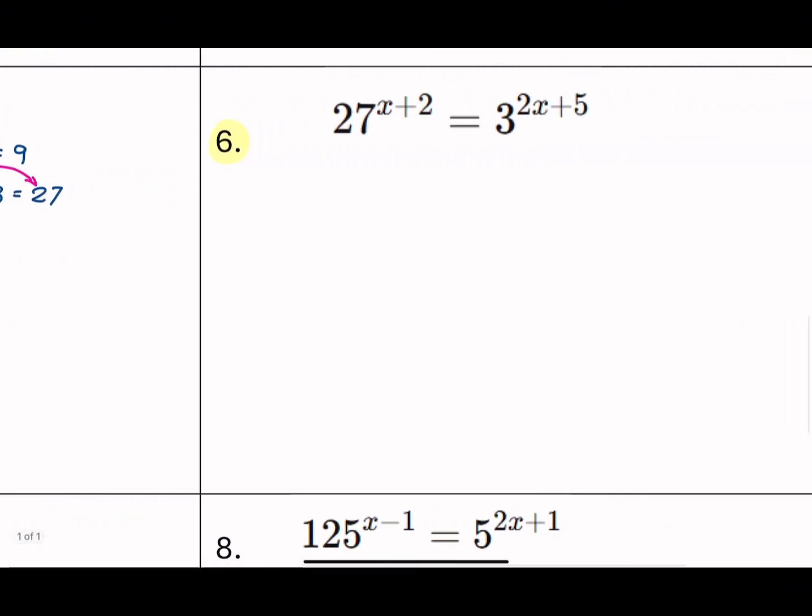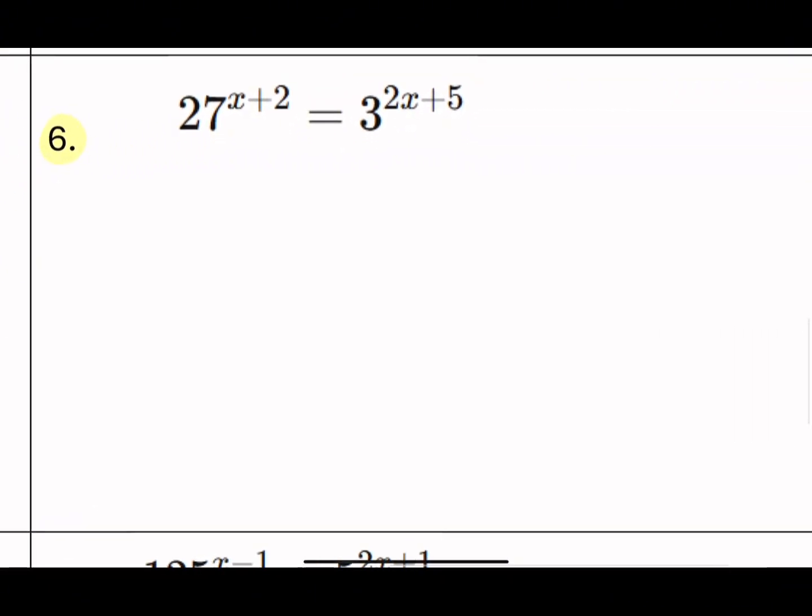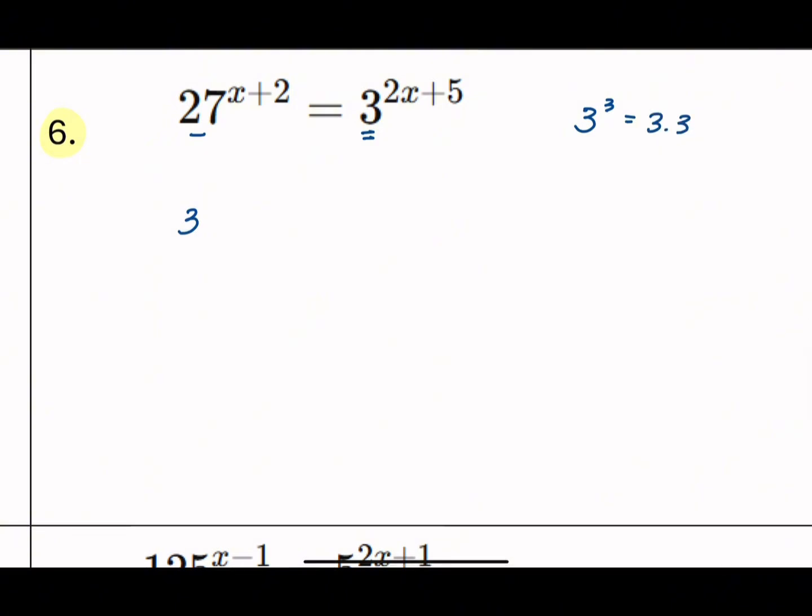Let's do number 6. It's just that we have the same base here. Like the previous example, we have 27 and 3. Again, since 3 is smaller, I want my 27 with a base of 3, so I'm going to write 3 here. We already know that 3 raised to 3 is 3 times 3 times 3, which is equal to 27. So 3 raised to 3, I'm going to raise that to the power of (x plus 2), is equal to 3 raised to 2x plus 5.